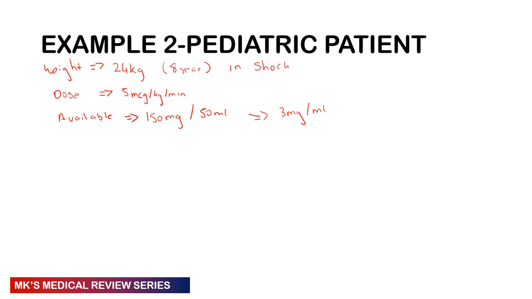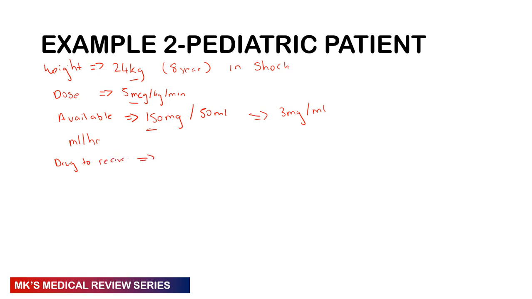Now we want to find how many mils per hour we are going to enter into our infusion pump, because we know the weight of the patient, we know the dose, we know the concentration that's available, but now we want to know how many mils per hour this fluid should be running at. So let's first calculate how much drug this patient must receive. So the drug to receive, or the dose in which this patient must receive.